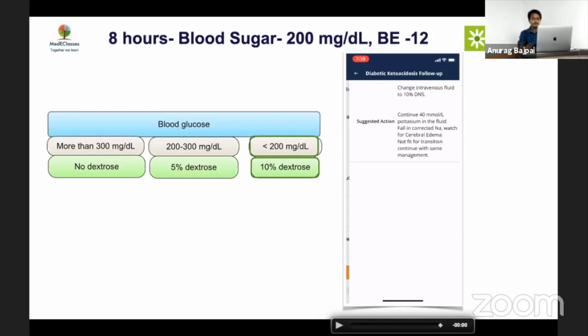Hemang, what do you suggest about this? Actually, the main thing of worry is the development of cerebral edema, and in this app we have incorporated corrected sodium as a main parameter to warn us about the cerebral edema. And in this patient, as it shows there is a significant fall in the corrected sodium, we should keep a close watch for cerebral edema, and we should keep the mannitol ready if any fall in GCS occurs. Okay.